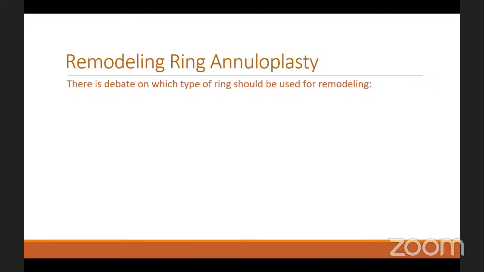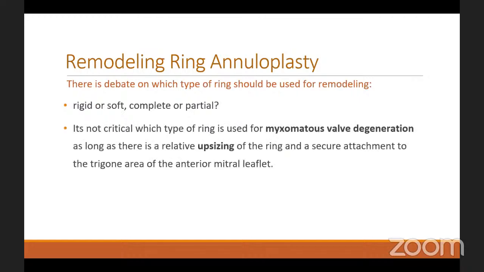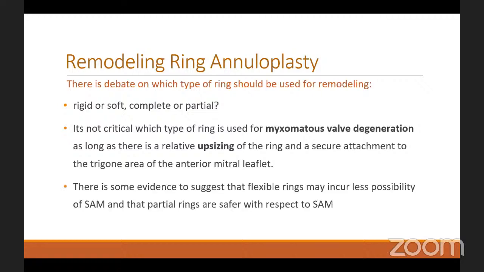So, remodeling ring annuloplasty. There is a debate about what type of ring we should use. Dr. has already elaborated on that, but just to follow up: rigid, soft, or complete. It's not critical what type of ring you use for myxomatous disease, as long as it's upsizing and there is secure attachment to the trigone; that's the most important thing. There is some evidence that suggests a flexible ring may cause less possibility of SAM than the rigid one, but it has not been proven.